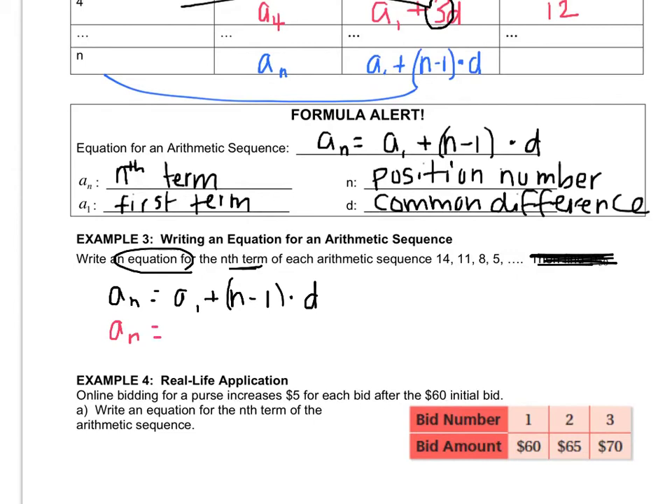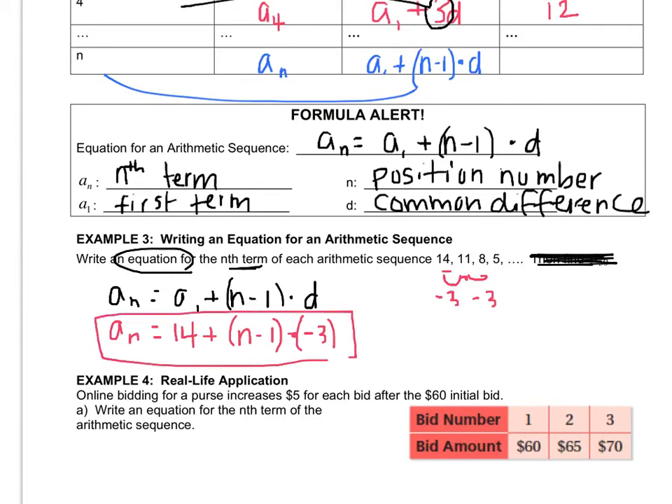I know the first term, that's 14, so I'll plug that in. I don't know what term they're looking for, so I'll leave n minus 1. And the difference is negative 3. It's minus 3 every time. So that's times negative 3. Now, I'm putting the negative 3 in parentheses. You don't really have to, but you have to show that it's being multiplied somehow. So this is the equation that they're looking for.